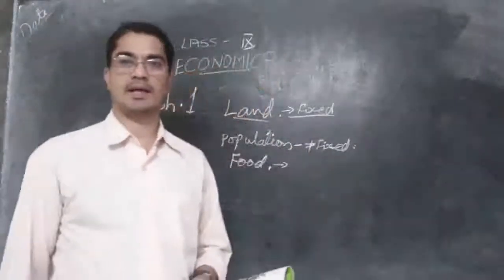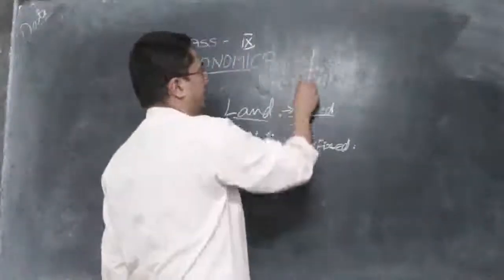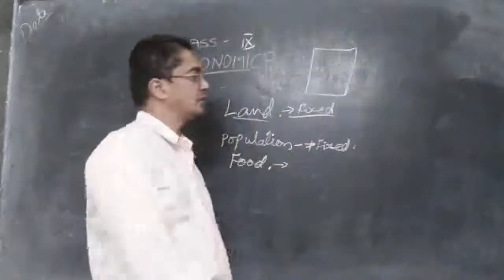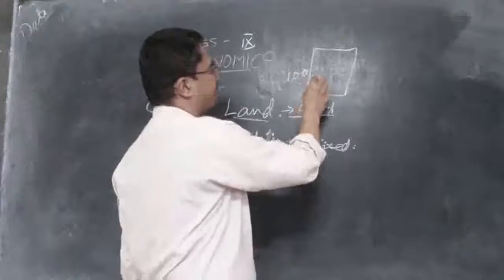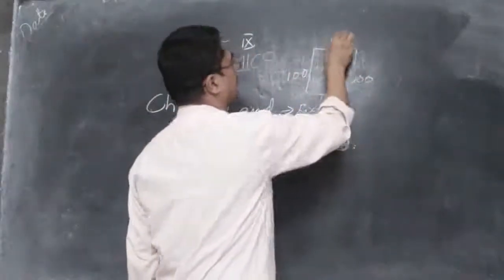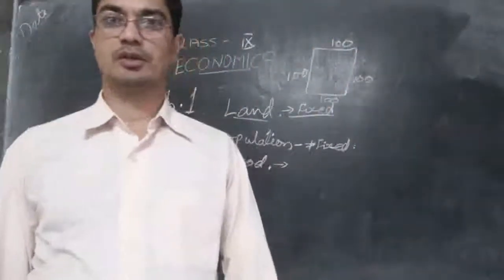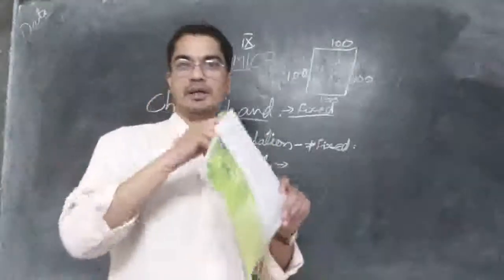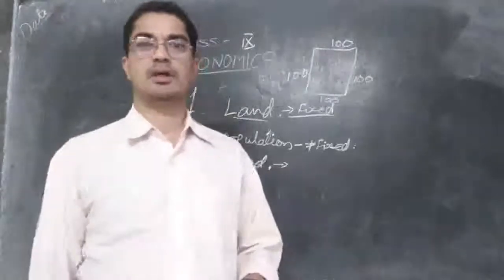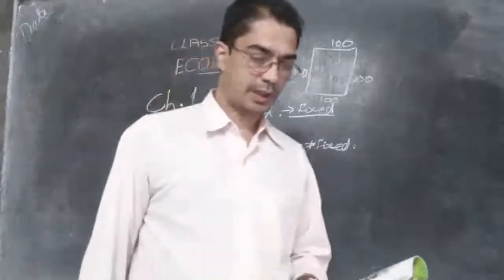We must have heard about land, hectares. 1 hectare means 1 square. So if it is a square, one side will be 100 meters. This will be 100 meters. This will be 100 meters. So a square with all the sides 100 meters each, that is called 1 hectare. 1 hectare area means a square area which is all the four sides having 100 meters each. That is called a hectare.